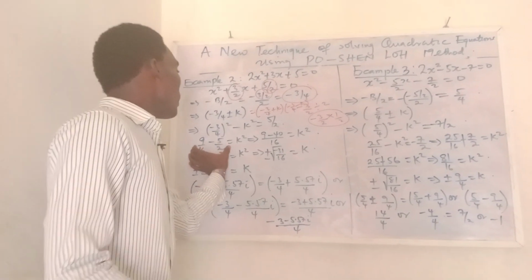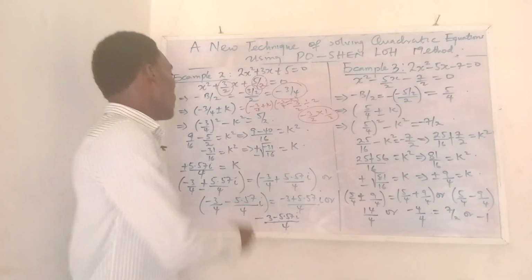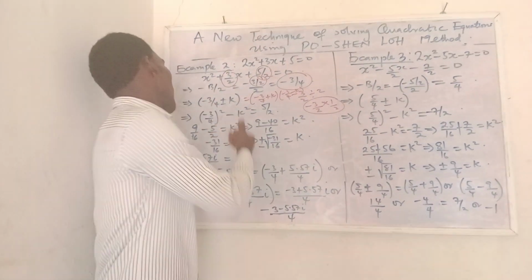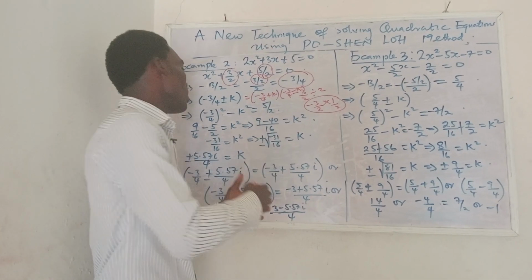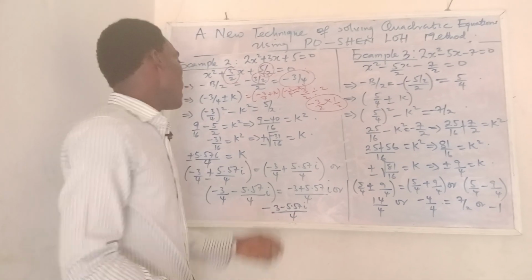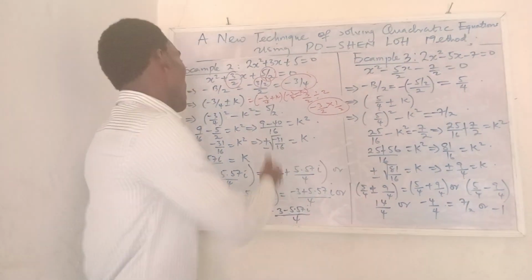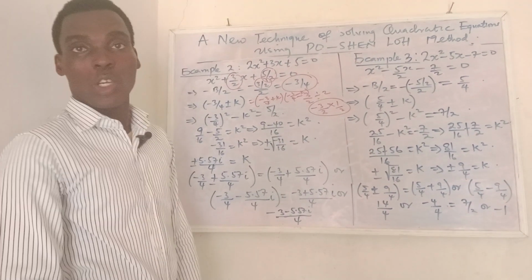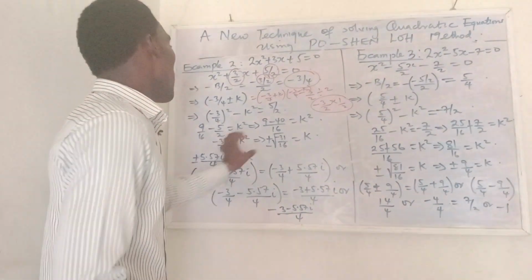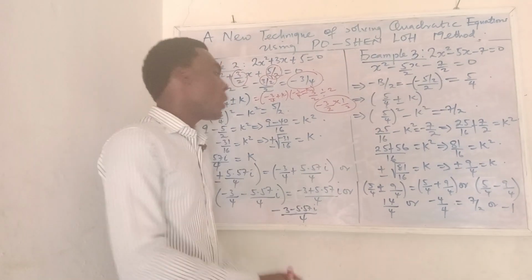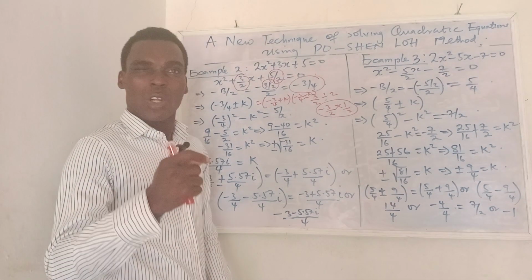And if we implement this result, LCM is 16. 16 in 16 is 1. 1 times 9 will give us 9. Minus 2 in 16 is 8. 8 times 5 is 40. So we're having 9 minus 40 over 16 equal to k squared. Now, if we subtract that, we have minus 31 over 16 equal to k squared.